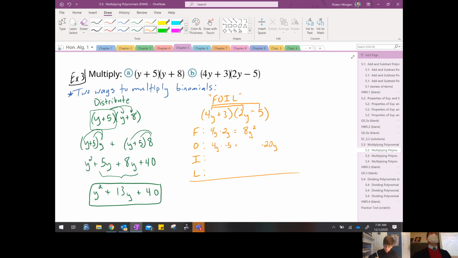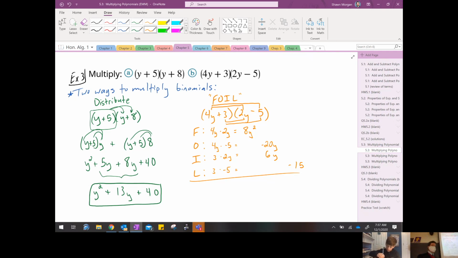All right, what does I stand for again? Inner. The inner two are right there, 3 and 2y. Those are the ones on the inside, aren't they? So 3 times 2y is 6y. Again, I scooched him over. You'll see why in a second. And then last, my L is 3 times negative 5, and of course, that's going to be negative 15. And I scooched him way over. Again, you'll see why in just a moment.